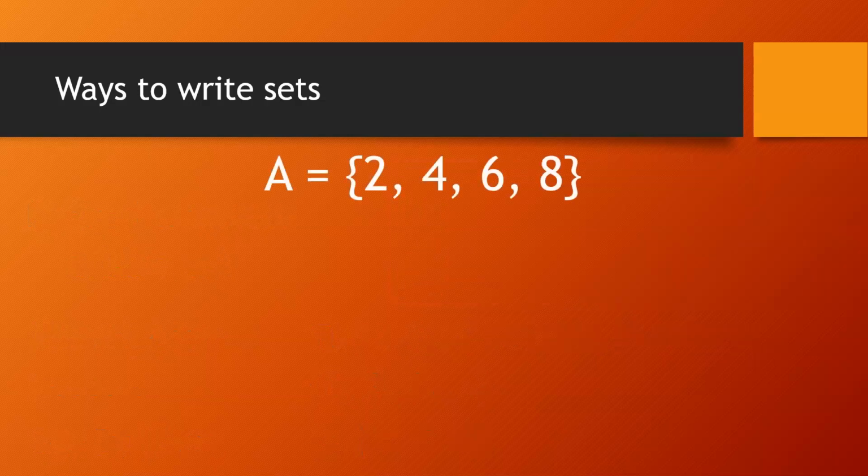Now let's look at another set. This set contains the numbers 2, 4, 6, and 8. You'll also notice that this set has a name. It's set A. When we name sets, we use capital letters. While the natural numbers were an infinite set, this is a finite set because it does not go on forever.